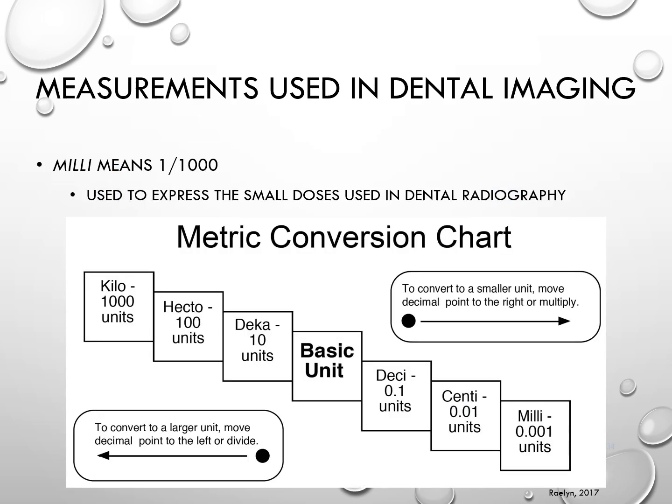All right, and then this slide just talks about metric conversions. It's a wonderful review of metric in that milli means 1/1000th. It's used to express the small doses in dental radiography. And so this chart is wonderful at showing how the measurements get bigger, like deca, hecto, and kilo, and then as they get smaller, they are deci, centi, and milli.